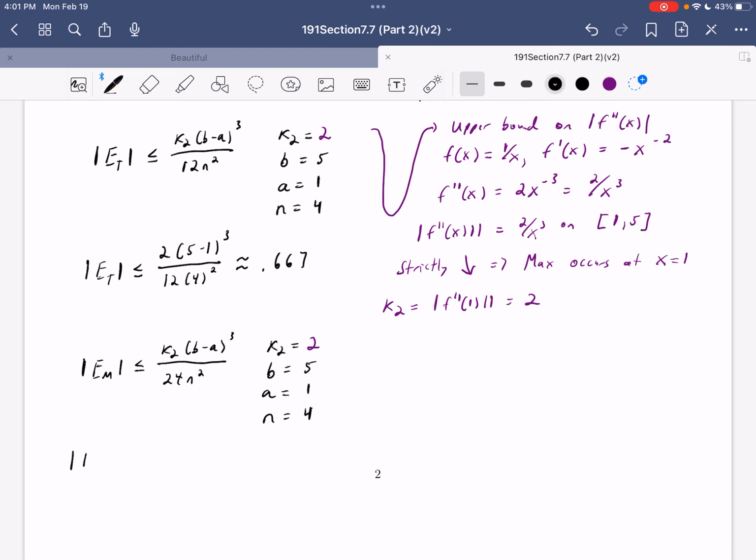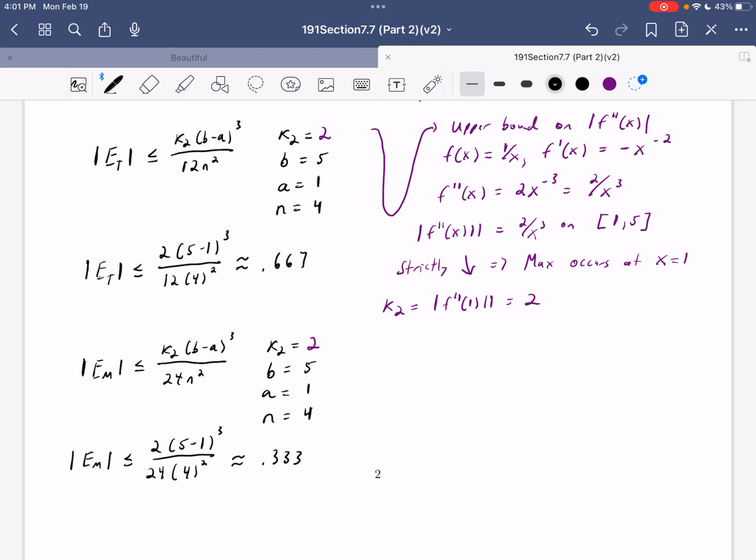So if we go ahead and evaluate that, we have the maximum error for the midpoint rule is 2 times 5 minus 1 cubed over 24 times 4 squared. If we evaluate that, that's going to be 2 times 4 cubed, divided by 24 times 16. And that should come out as 0.333.